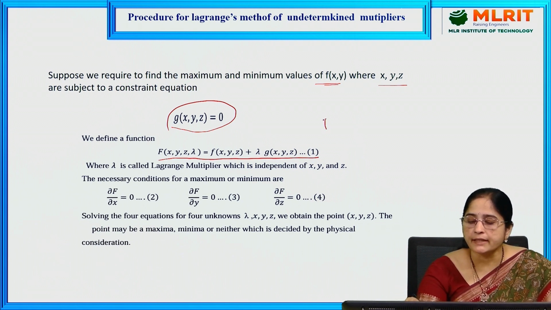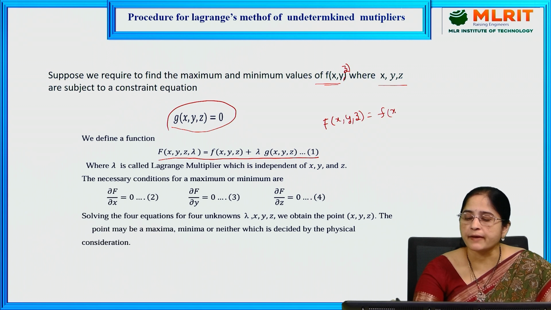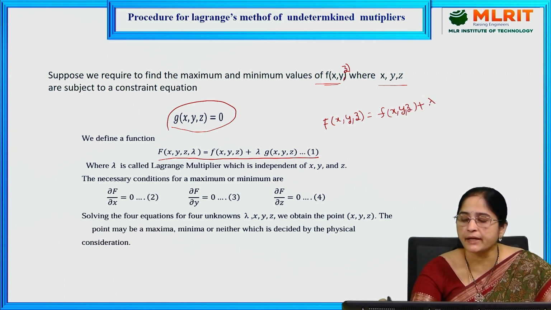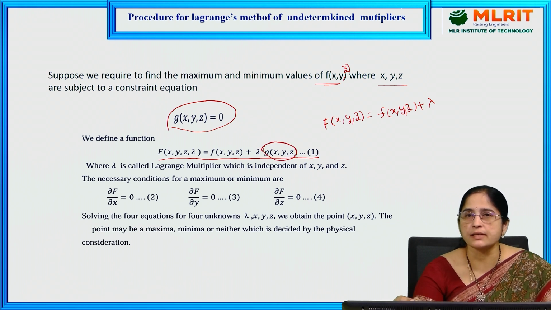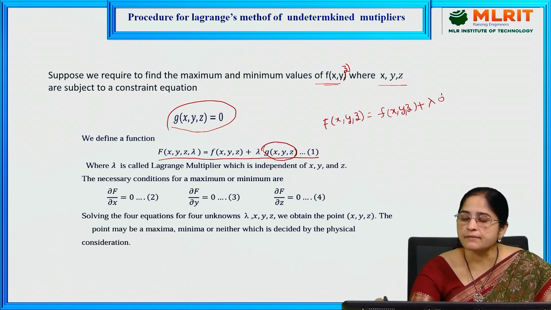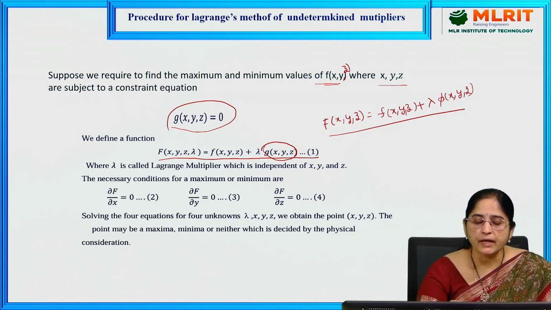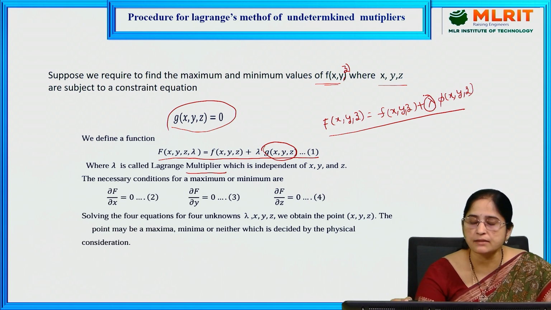First, we have to write capital F of x, y, z equal to small f of x, y, z plus lambda into the constraint equation. This constraint is phi of x, y, z or g of x, y, z. This is the Lagrangian equation. Here, lambda is called the Lagrange's multiplier.